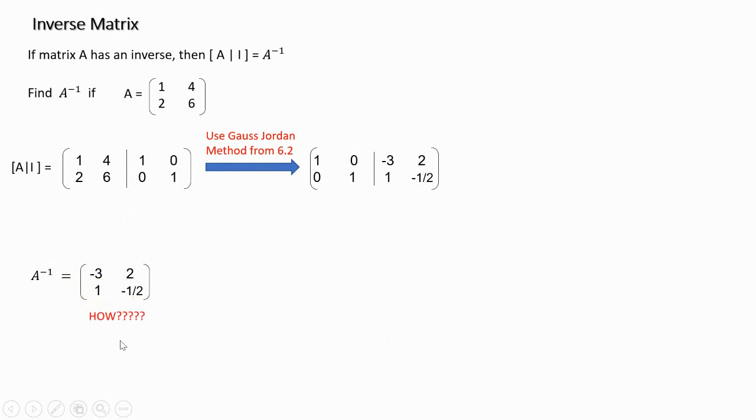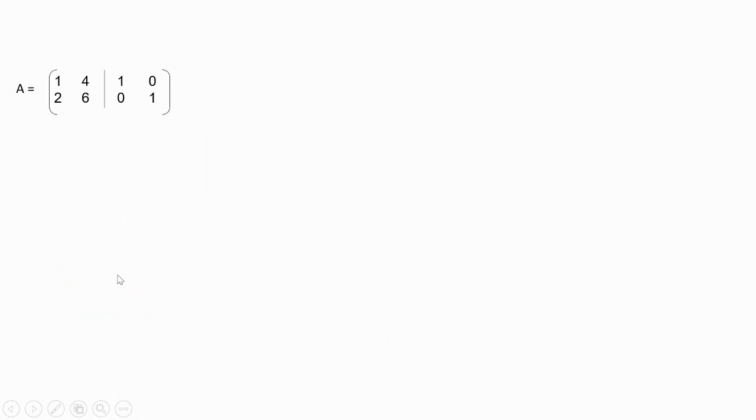How did I get the inverse? Okay, here we go. Here's the work by using the Gauss-Jordan method. Remember, guys, this is row 1, this is row 2. So I'm going to multiply, because this has to be a 0. But remember, this is my goal. The identity must come to the left side, and whatever is on the right side will be the inverse.